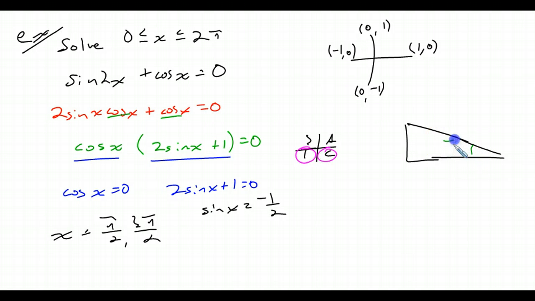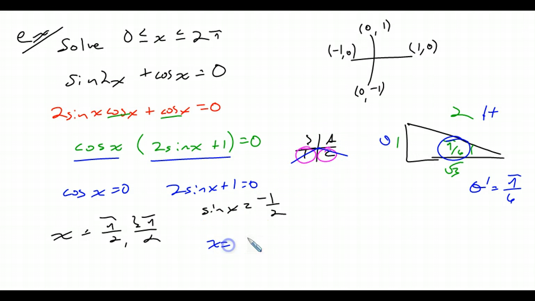So if I use my pi over 6 triangle, I have 1, root 3, 2. Sine is opposite over hypotenuse, so I want this to be my opposite side and this to be my hypotenuse. The only angle that works for is my pi over 6, so there's my reference angle. So theta is pi over 6. So I'm going to be pi over 6 away in that direction, pi over 6 away from 2 pi.